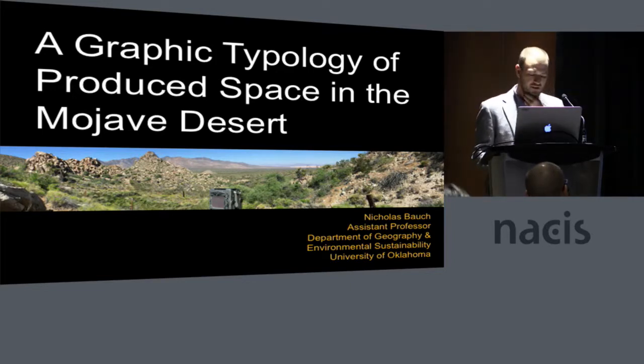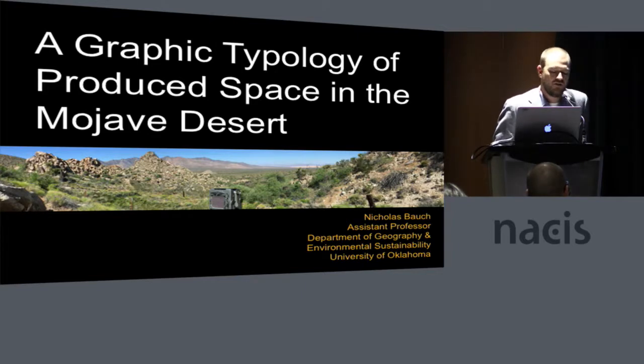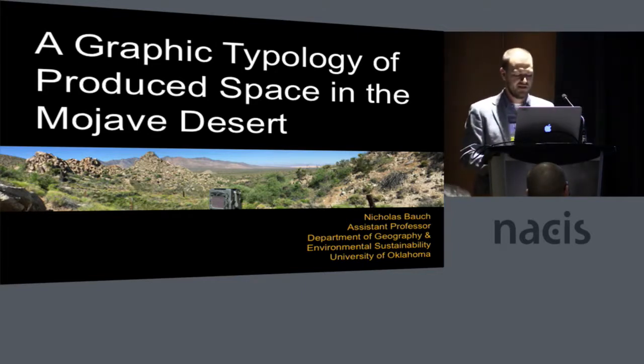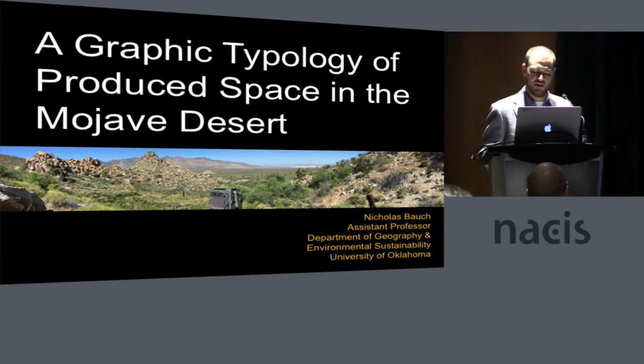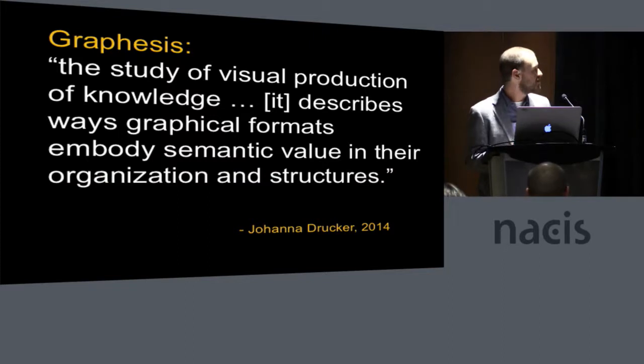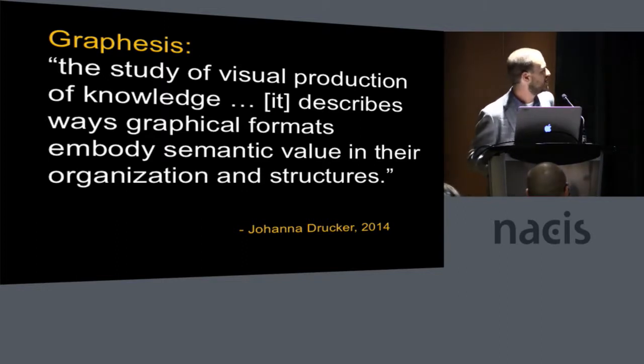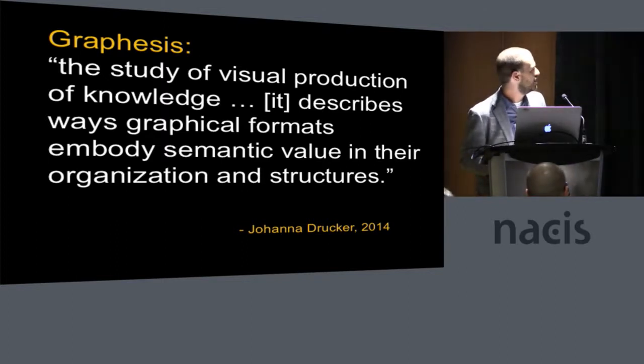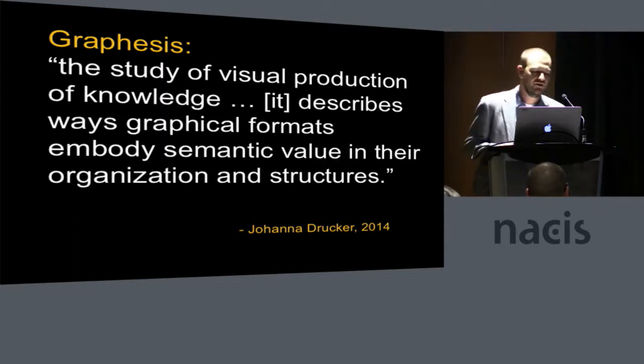Okay, so in her 2014 book called Graphesis, there's an information studies scholar, some of you may know, Johanna Drucker, and she defines this term graphesis like this: "the study of the visual production of knowledge. Graphesis describes ways graphical formats embody semantic value in their organization and structures," end quote.